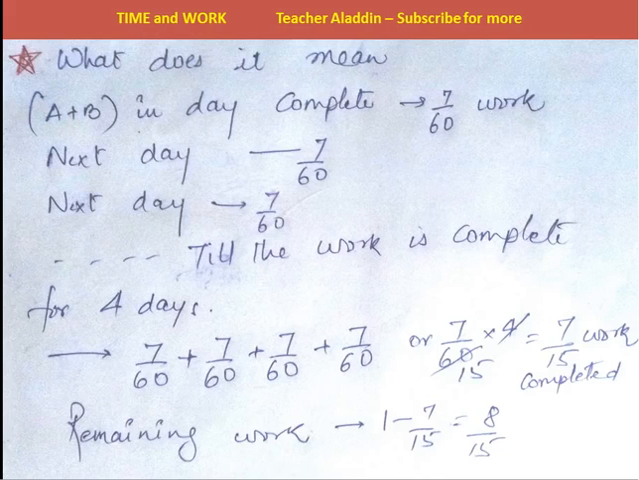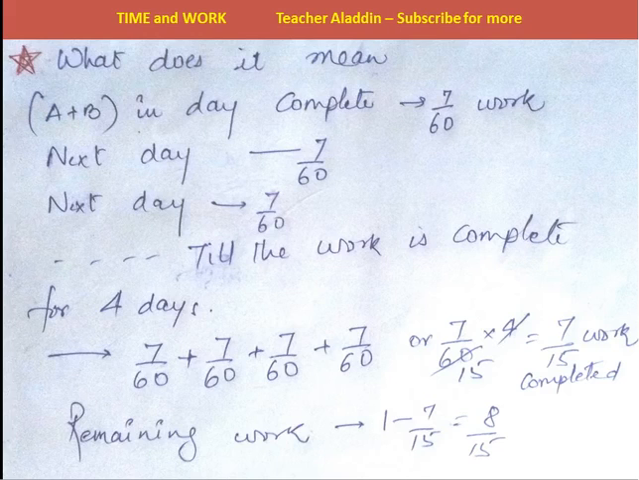Now the question asked was, if they work together for 4 days, how much of the work will be completed? Now that's another type of question, the second type which is asked. So you put 7 by 60 is done in one day, next day 7 by 60, third day 7 by 60, and fourth day 7 by 60, you add.